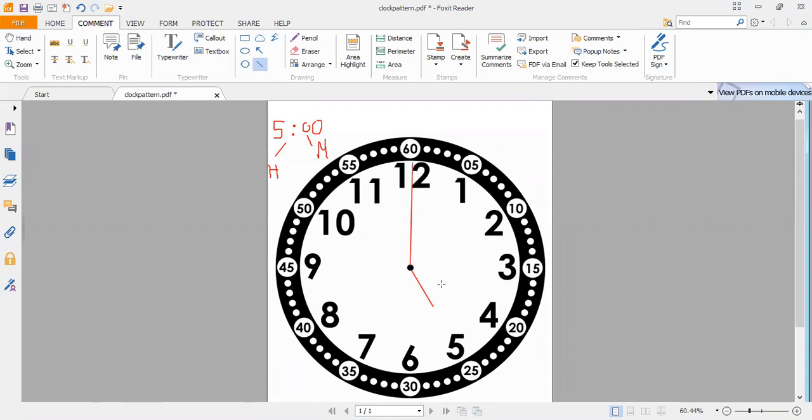We learned how to draw the hands and read the clock for the hour. We can read this as 5 o'clock. 5 o'clock. Okay, I can say this one.